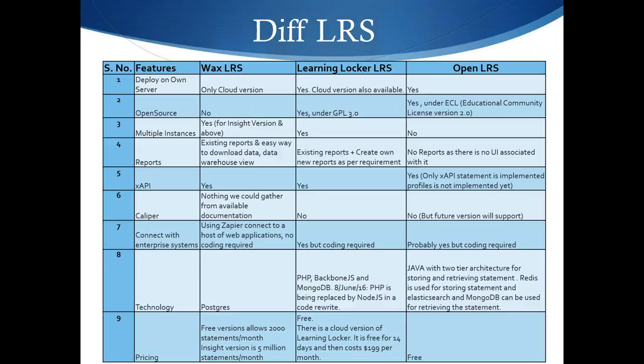For the reports, people must have seen during my demo, there are a bunch of data points which are shown nicely in VAX LRS, but there are many reports which are available as canned reports. There is an easy way to download data in CSV files in VAX LRS, and they have a data warehouse view also available. In case of Learning Locker, we again have existing canned reports, and people can create their own reports. In case of OpenLRS, unfortunately, that is a non-UI based system.